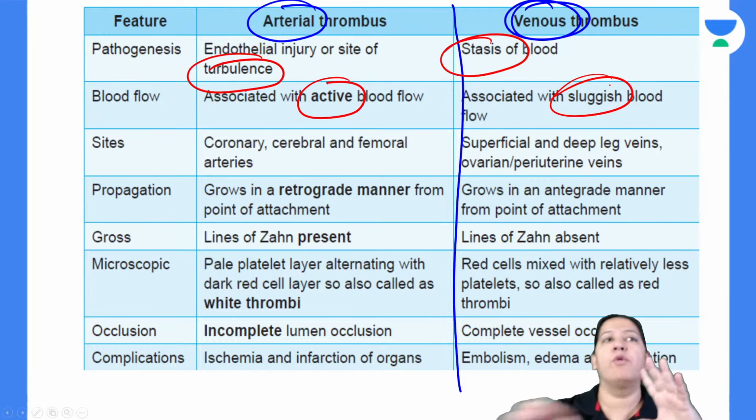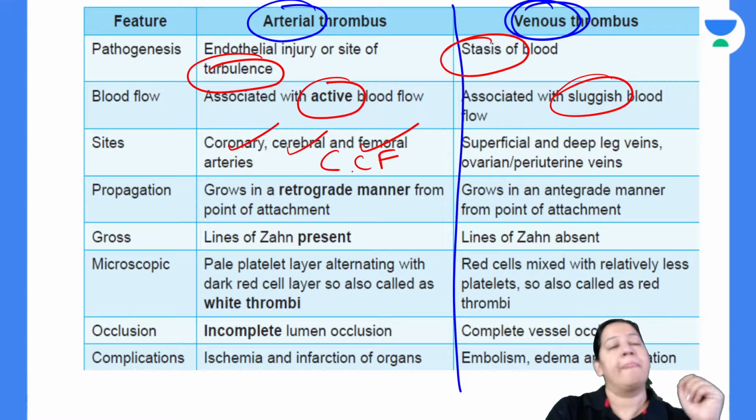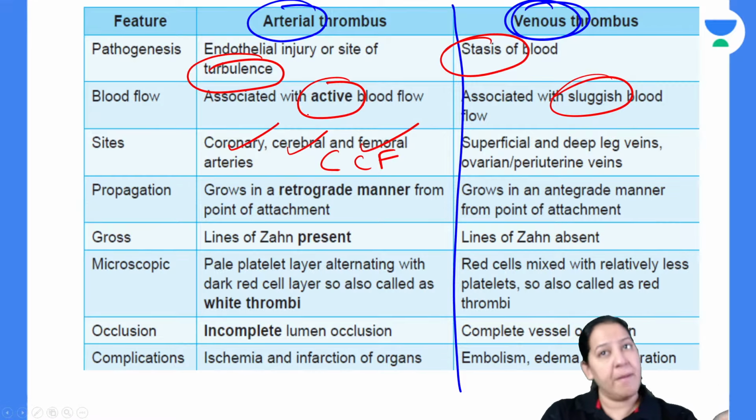Fast flowing blood, slow flowing blood. We already know. Name some arteries in which thrombus is formed commonly. Most commonly it is formed in the coronary artery of the heart, the cerebral artery of the brain, and the femoral artery. Learn these three arteries: coronary, cerebral, and femoral, in which thrombus formation is very common.